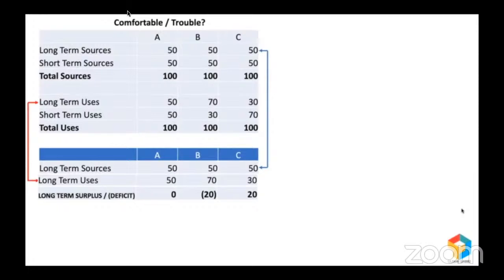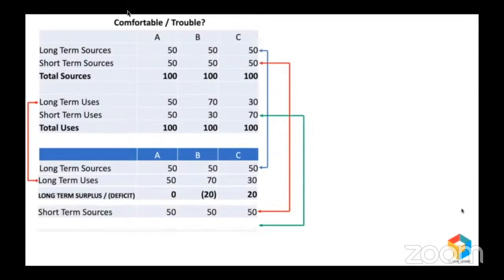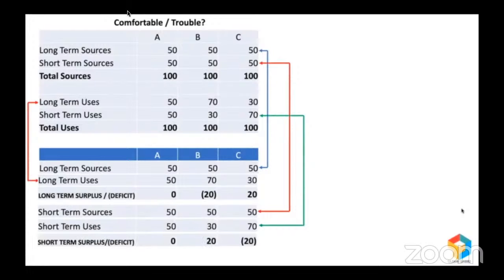And now let me take short-term sources. I'll compare that with short-term uses. And let's see what the position is. For company A, obviously no surplus, no deficit. But company B, they raised a short-term fund of 50 and used only 30, so they had a surplus of 20. And company C, they raised only 50, they've used 70, so they had a deficit. So it might look like company C is in trouble because they had a deficit, and company B is comfortable because they had a surplus, but that's not the understanding.